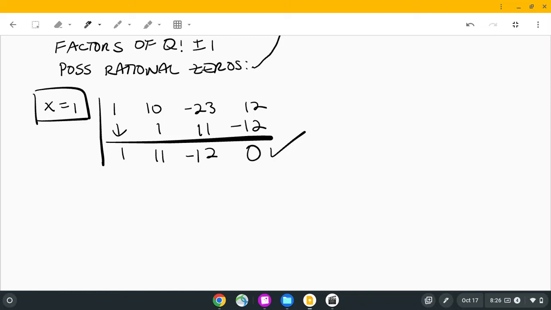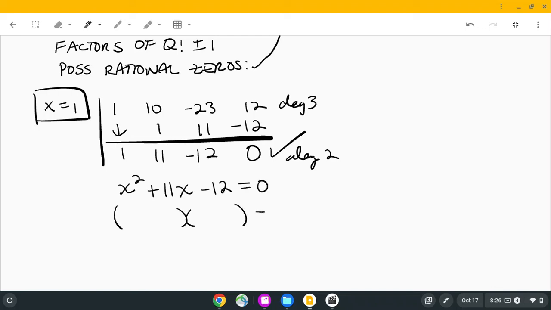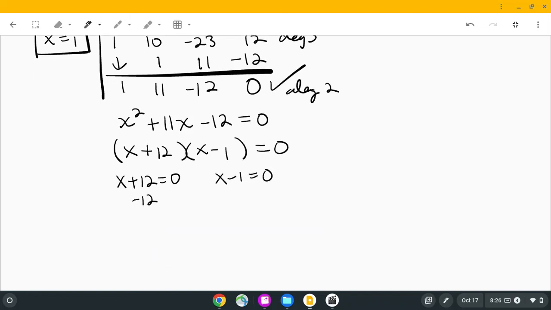And this is now a degree 2, right? Because this is a degree 3. So this is now a degree 2. So this is x squared plus 11x minus 12 equals 0. So now I'm going to factor. x times x, 1 positive, 1 negative, and that looks like it's going to be 12 and 1. So x plus 12 equals 0, x minus 1 equals 0. Subtract 12 on both sides, so x equals negative 12. Add 1 to both sides, x equals 1.